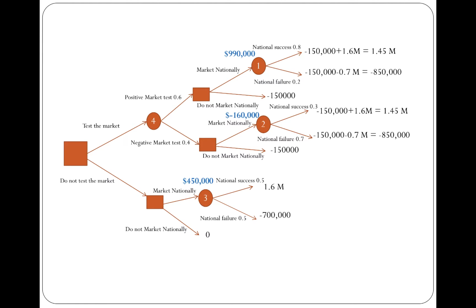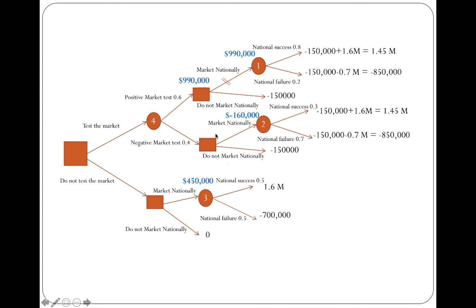So now that I know the value of both these decisions, market nationally and do not market nationally, the question is, what is the best decision to make if I'm ever at this decision making point? So obviously, at this point marketing nationally is the best decision to go with, so the value of this decision node will be $990,000.